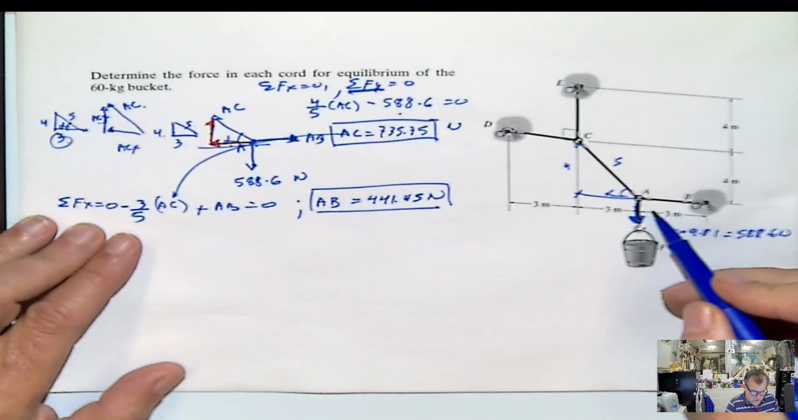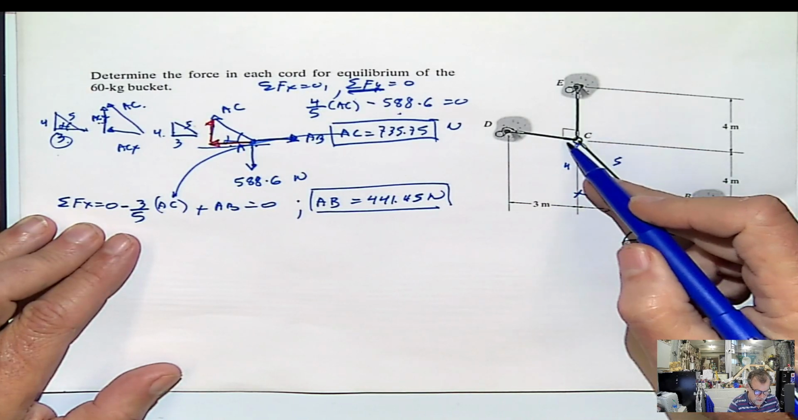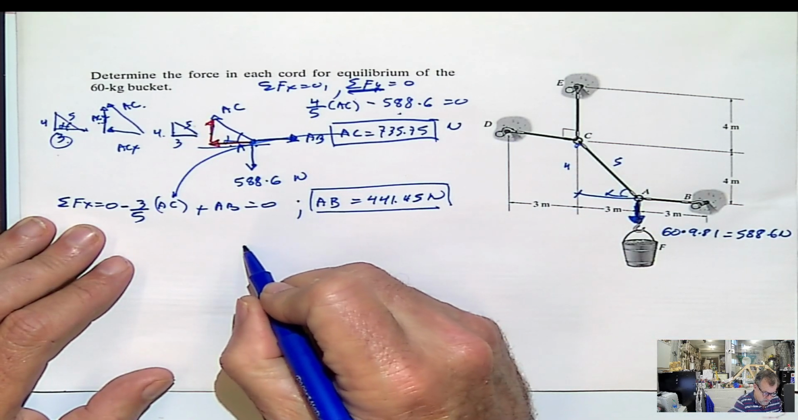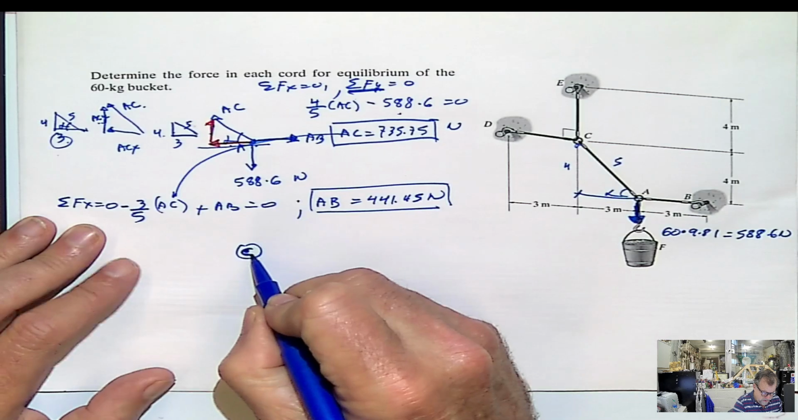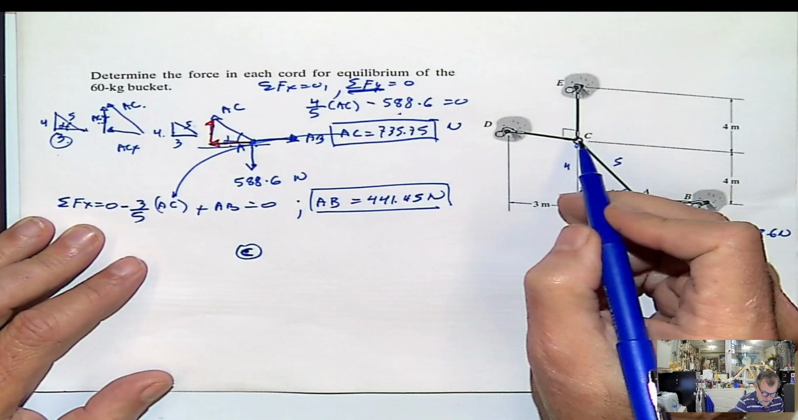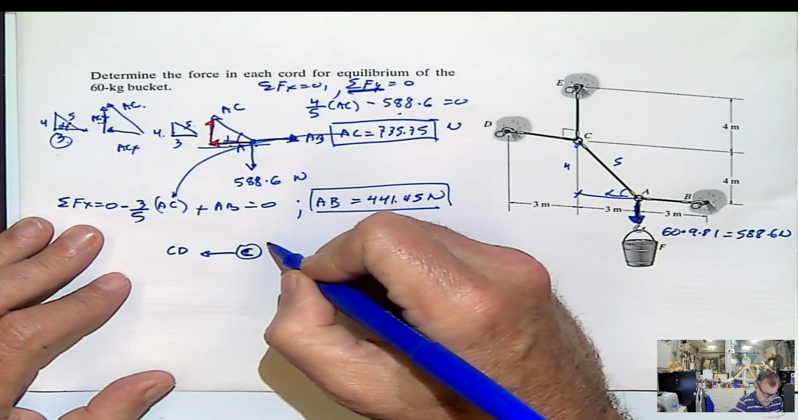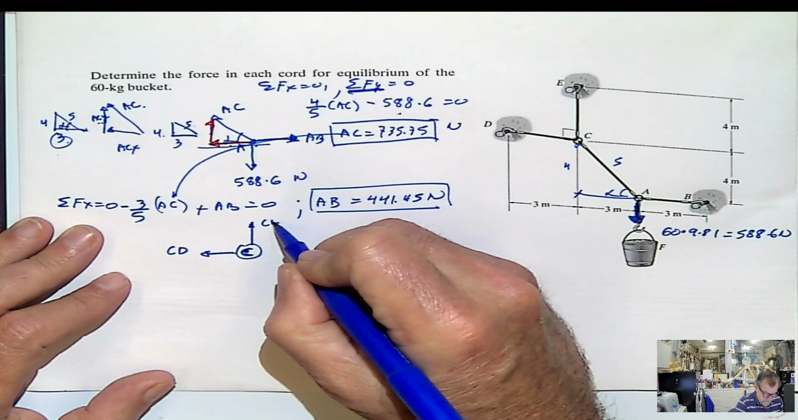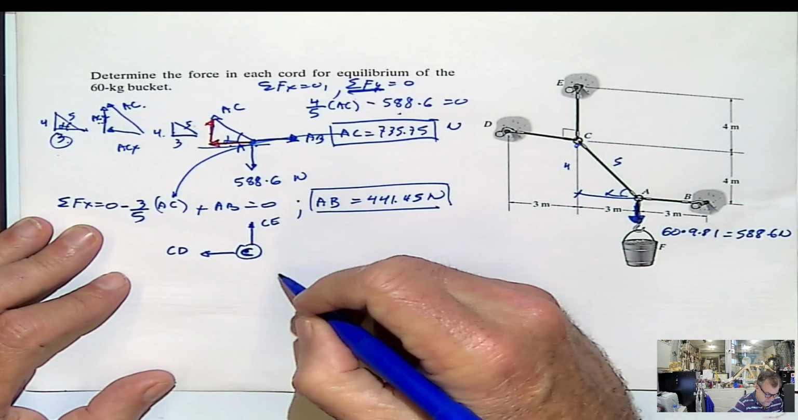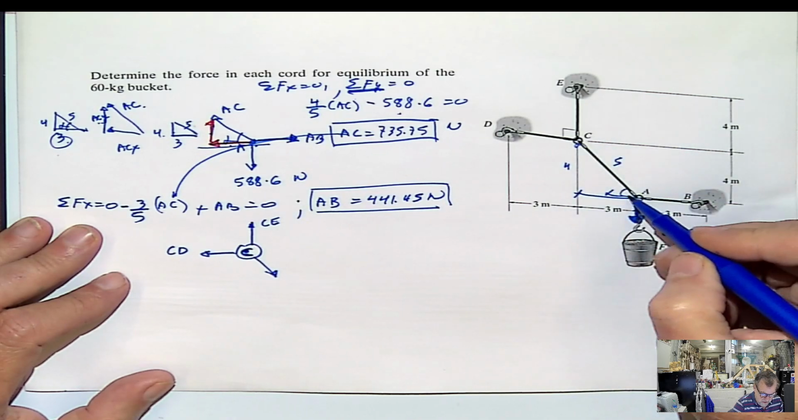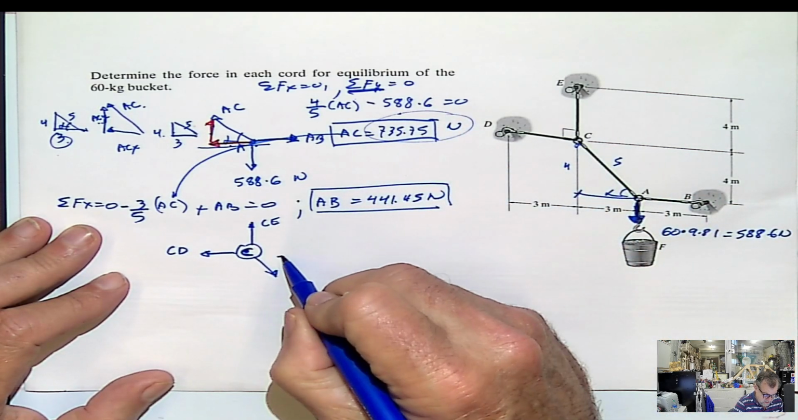So we know this, we know this, we know this. The only thing that we have to do now is go to C. This is C, and you have the free body diagram: CD, CE, and CA or AC.